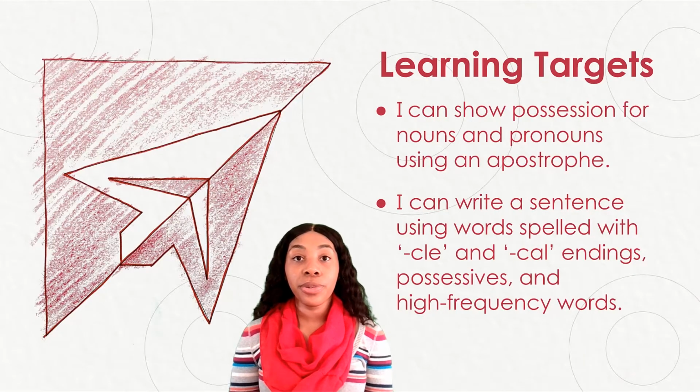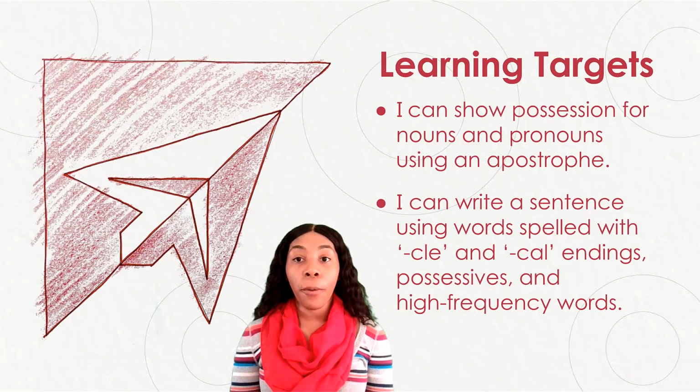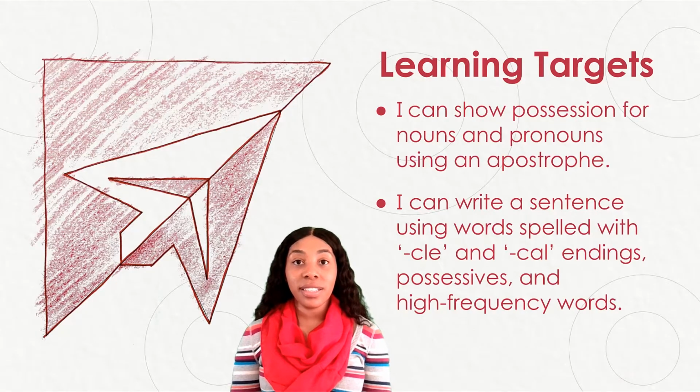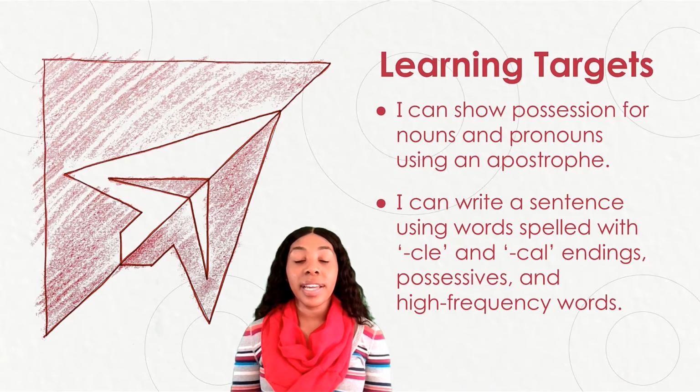We have 2 new learning targets. Please follow along with me as I read them. Our first learning target says, I can show possession for nouns and pronouns using an apostrophe. The second learning target says, I can write a sentence using words spelled with CLE and CAL endings, possessives, and high-frequency words.